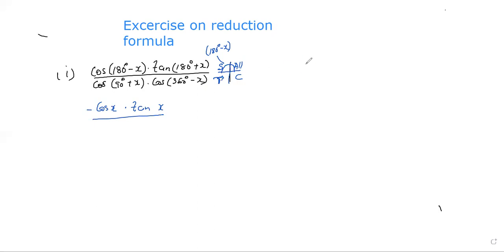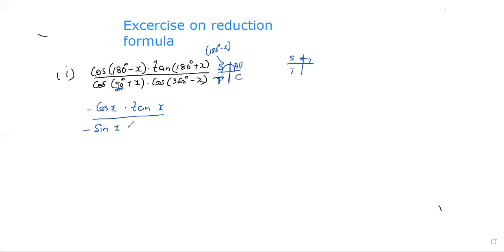Now, this is 90 plus x. That is in the second quadrant. The cos of 90 plus x will be the sine of x because of the co-ratio. The odd multiple of 90 changes the ratio, but cos in this quadrant is negative, so it becomes negative sine of x.